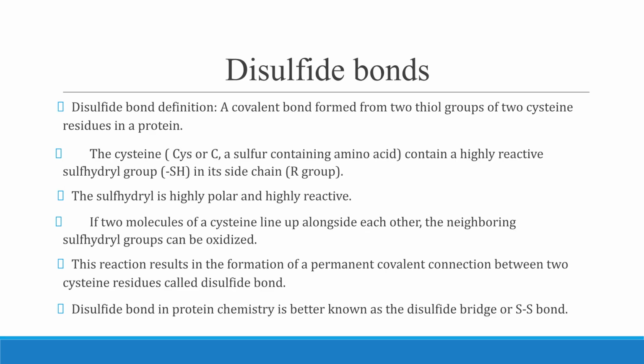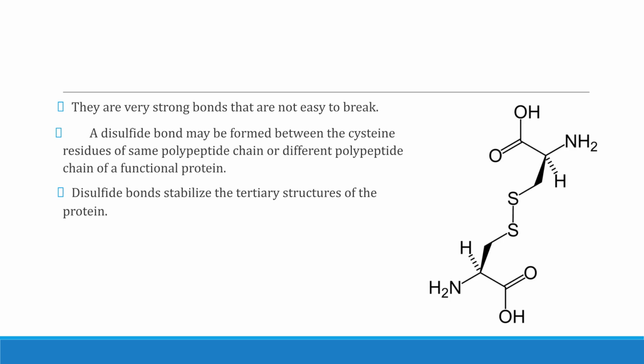A disulfide bond is a strong covalent bond formed from the oxidation of 2 thiol groups from 2 cysteine residues. Cysteine contains a reactive sulfhydryl group in its side chain, which allows for this permanent connection, also called a disulfide bridge or SS bond. These are very strong bonds that can form within the same polypeptide chain or between different chains. Disulfide bonds are crucial for stabilizing the protein's tertiary structures.